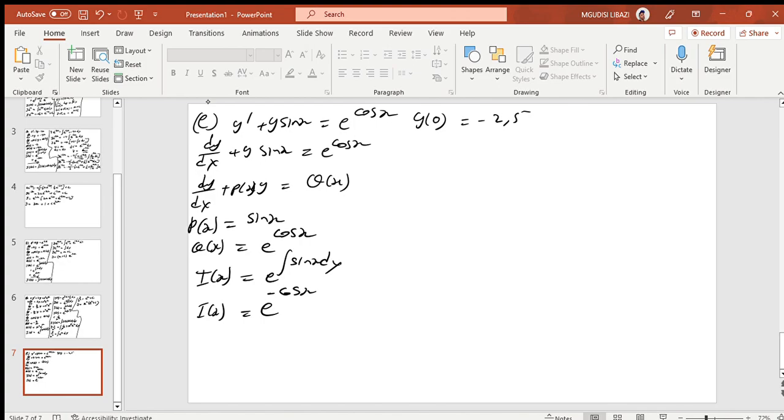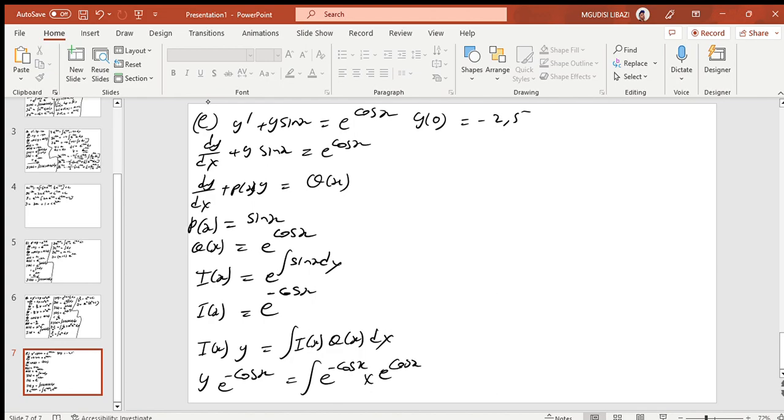So after that, we can say now I of x multiplied by y is equal to the integral of I of x multiplied by q of x multiplied by dx. So we have y multiplied by e raised to negative cosine of x, which is equal to the integral of e raised to negative cosine of x multiplied by the q of x, which is e raised to cosine of x multiplied by dx.